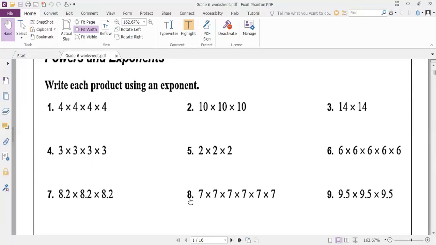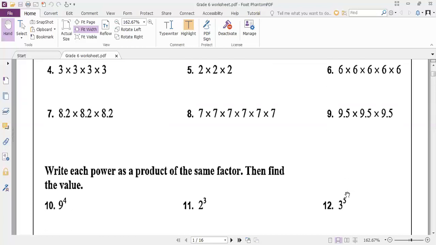The next one, I have 7 by 7 by 7. How many times, Muhammad? 7 multiplied by itself 6 times. Here, 9.5 times 9.5 times 9.5. How can I write this? 9.5 power 3, or I can read this one as cubed. Okay.